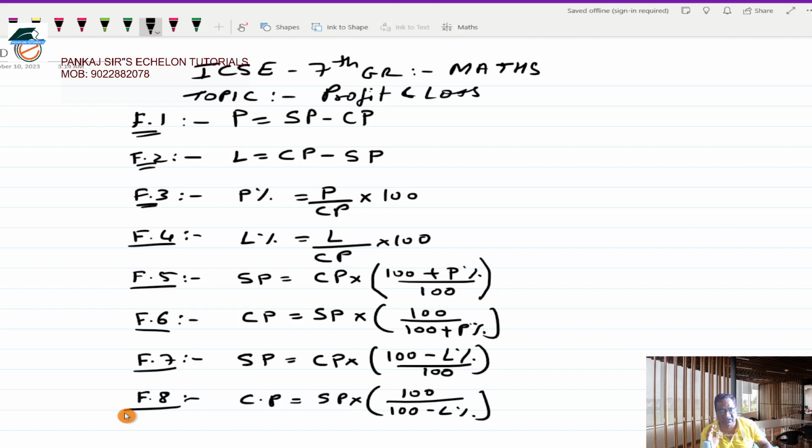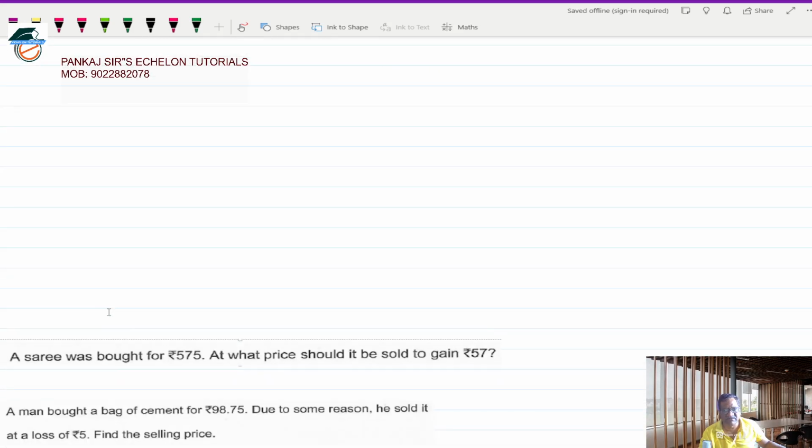Somehow you should understand the terminology, the short forms and everything. Now we will start using these formulas. So this is the list of those formulas, right? And we'll start with question number one. We'll start with pretty easy ones. Now this is the first question that I want to pick up for you.